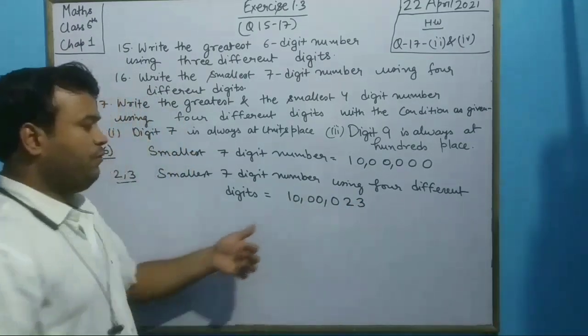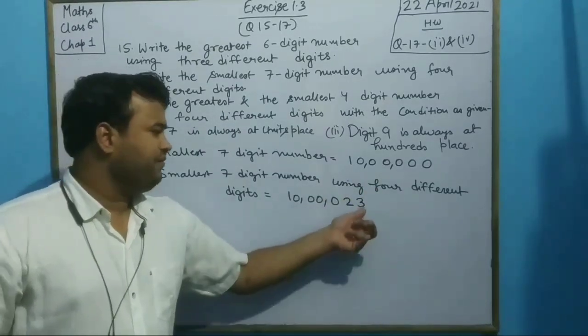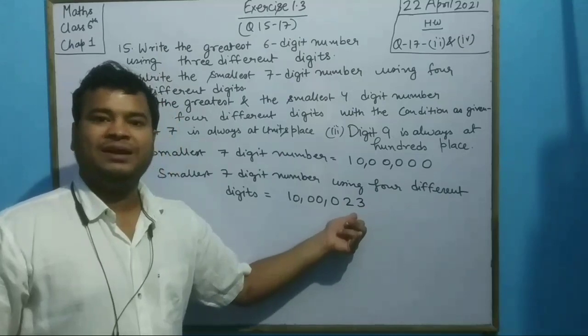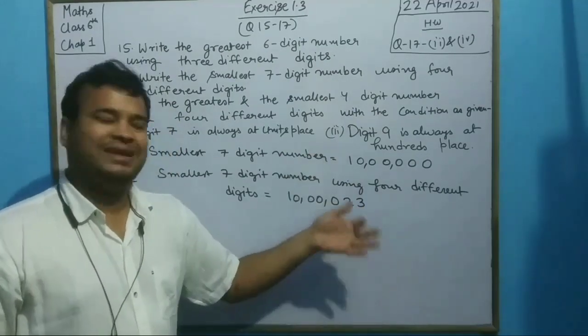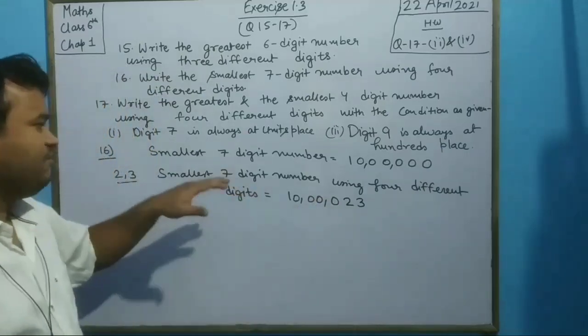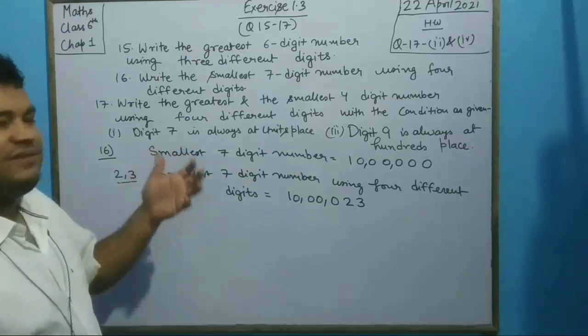Okay. So what is this? This is 10,23,000. When we replace 23 by 32, it will be 10,32,000, but that number is greater than this one. So this is the smallest 7-digit number using 4 different digits. Let us see the 17th question.